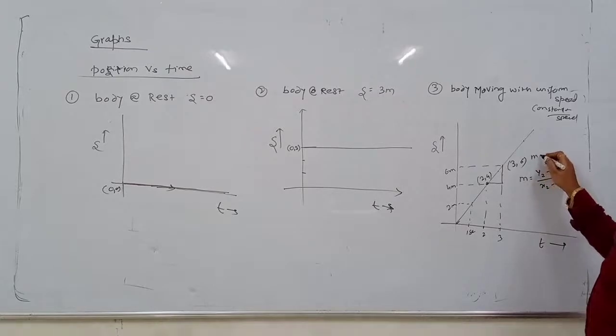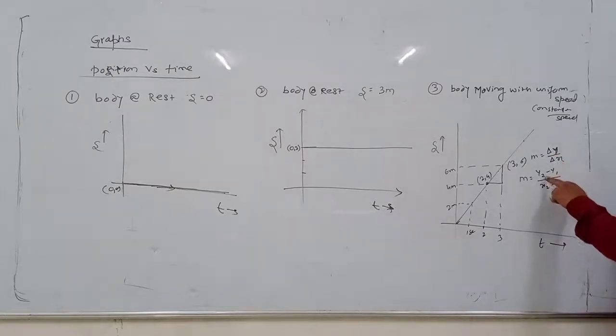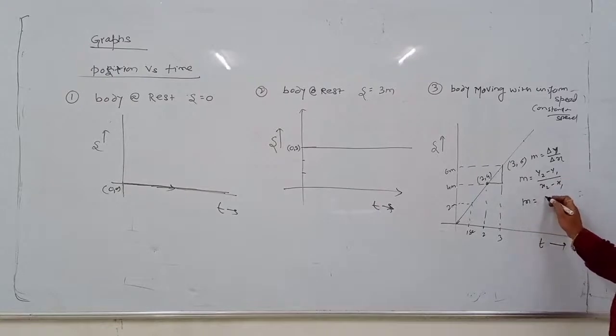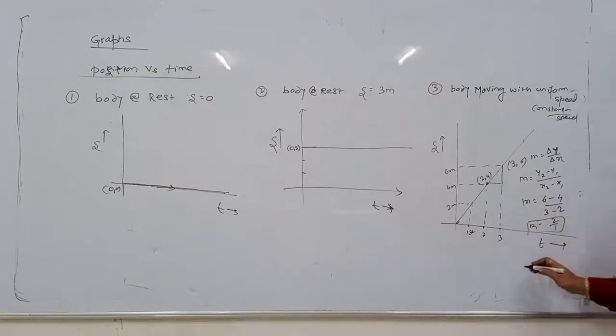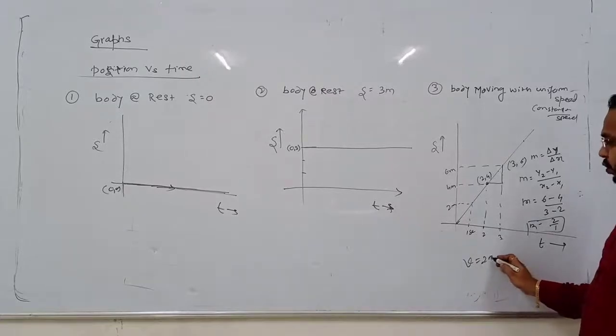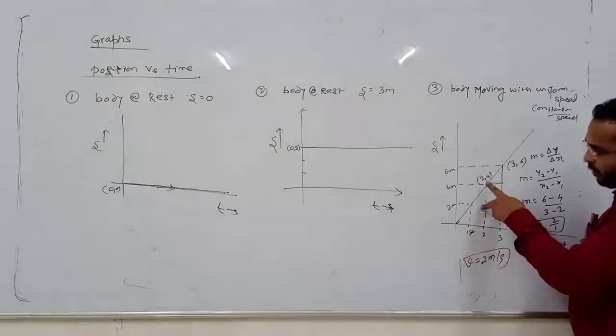We saw that slope is delta y upon delta x, the change, final minus initial. How much will it come? y2 is 6, y1 is 4, x2 is 3, x1 is 2. 6 minus 4 is 2, 3 minus 2 is 1. So slope is 2. That means velocity is 2 meters per second. We have found that.